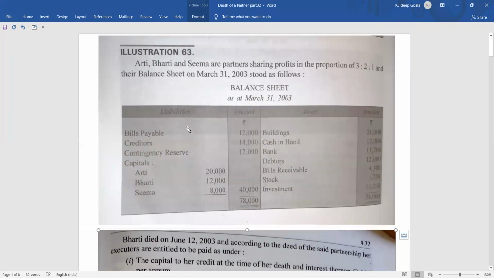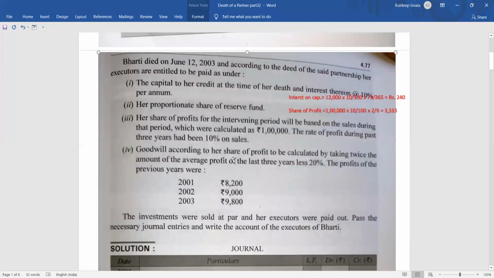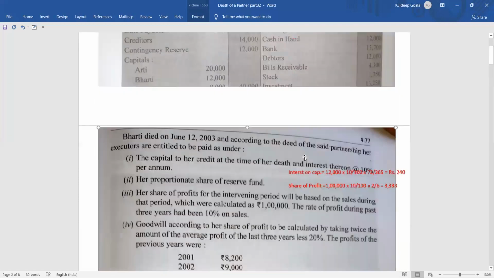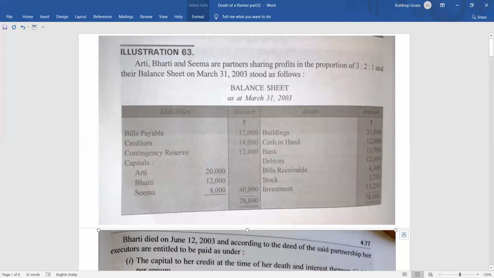First of all, you can see that there is a contingency reserve of 12,000 and this reserve should be proportionally transferred to Bharti. So what is her share? 2 by 6. So 2 by 6 of 12,000, I already told you, it is 4,000, right? So the journal entry will be like this. Contingency reserve account debit to Bharti's capital account 4,000. Clear?